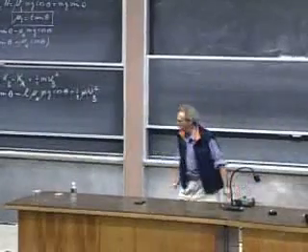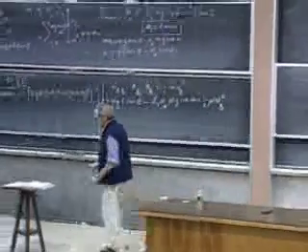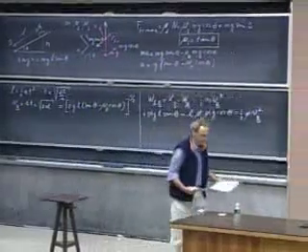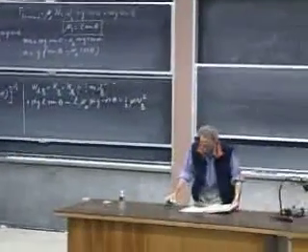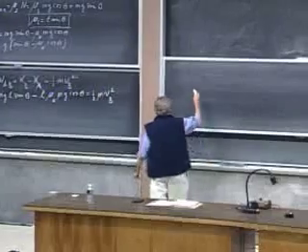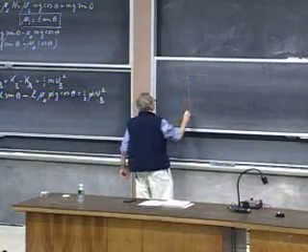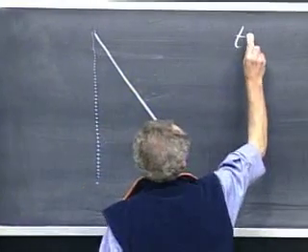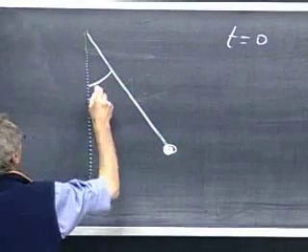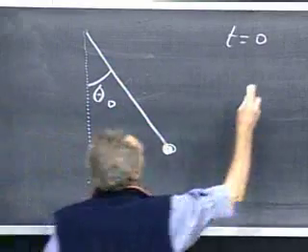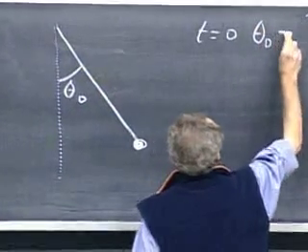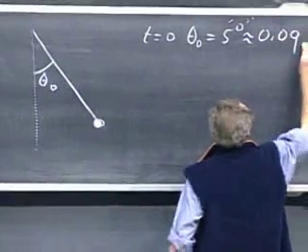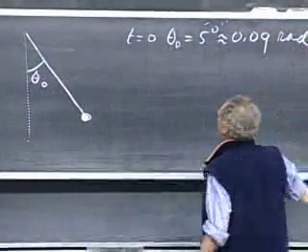All right, so let's continue now on another subject, and the one that I want to talk to you about now is the pendulum. I have a pendulum, and the pendulum at time t equals 0, this angle is theta 0, and I know what that angle is. It's 5 degrees, which is approximately 0.09 radians.